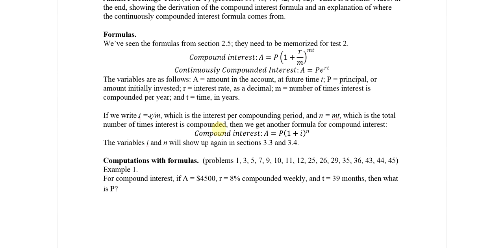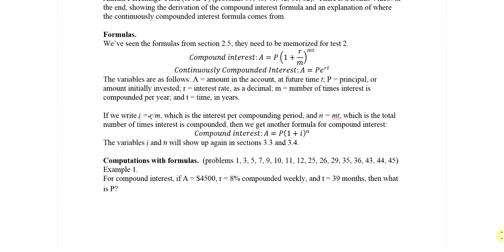So you can shorten this formula a little bit as A equals P times (1 plus i) to the n, if we make this i and this n. And these i's and n's, they'll show up again in sections 3.3 and 3.4. Okay, so those are the formulas.